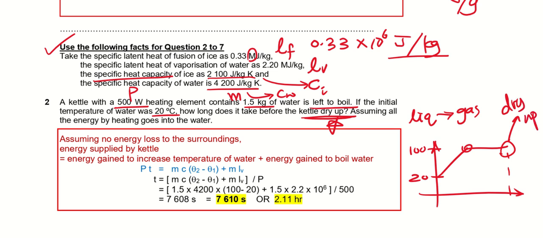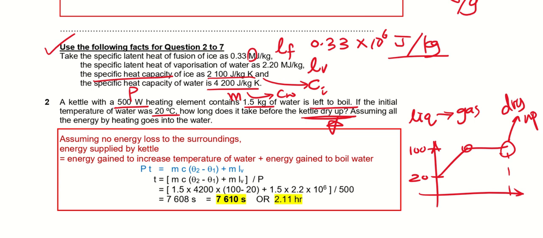So there are actually two stages. If you were to draw this out, you wouldn't just stop here, or you wouldn't just calculate this part. You would calculate this part and also this part. So that's the meaning of dry it up. You must be able to interpret the situation.